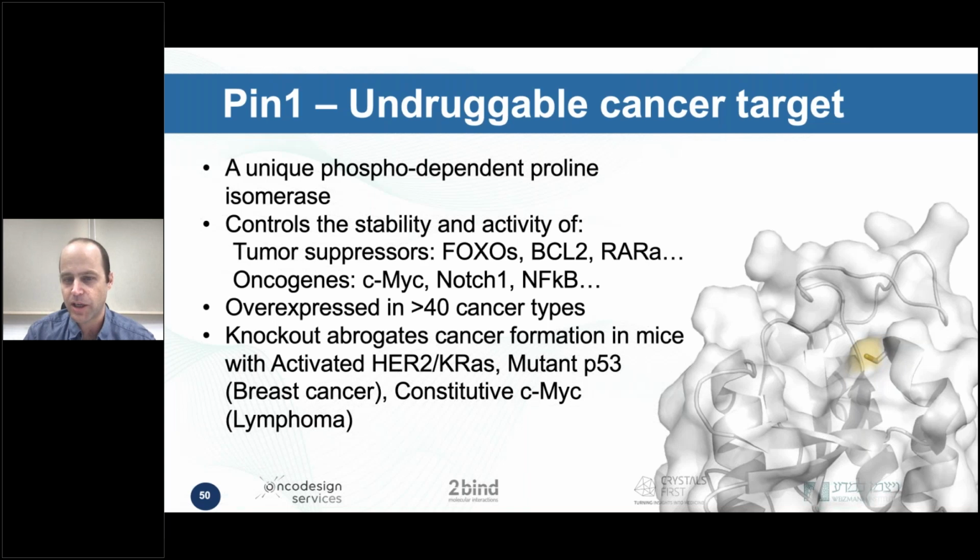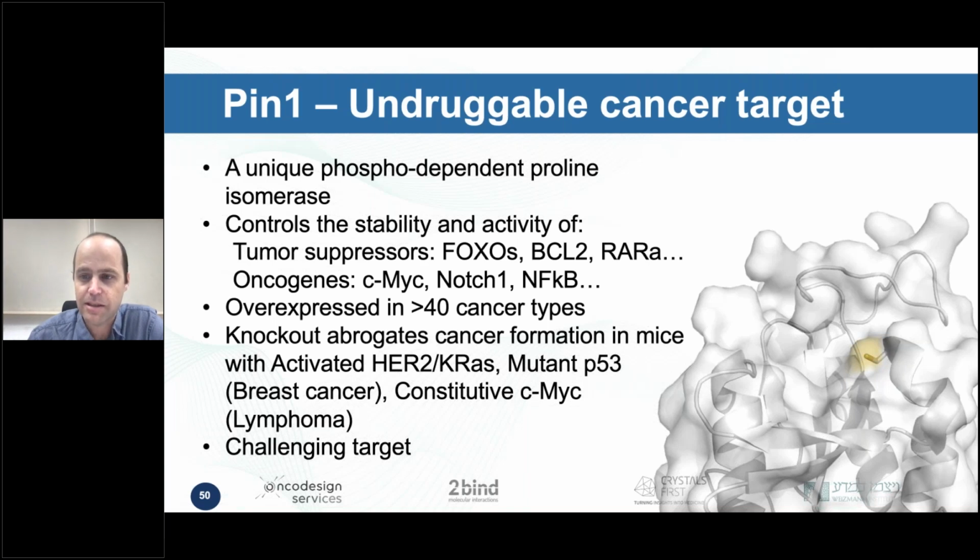However, it's a challenging target since it is a proline isomerase. It was evolved to bind peptides, so you can see it has a very shallow binding site. And even worse, it was evolved to bind phosphopeptides, so the binding site is really positively charged. And all of the previously known binders were negatively charged, which means they had very poor permeability. And in fact, there was no good selective in vivo active probe for PIN1 when we started this project.